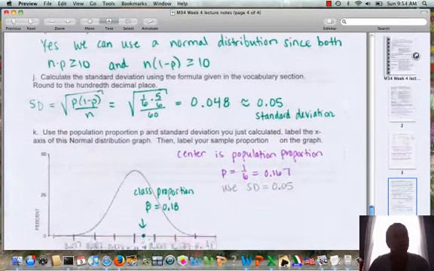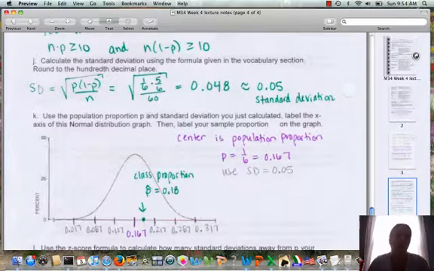Now we're going to use the standard deviation formula from the previous section. We've got the square root of p times (1 minus p) divided by n. This is going to be the population standard deviation using this assumed population proportion. So we've got 1 out of 6 times 5 out of 6, divided by 60, all square rooted. You can check on a calculator. That works out to be 0.048 for the standard deviation, or approximately 0.05.